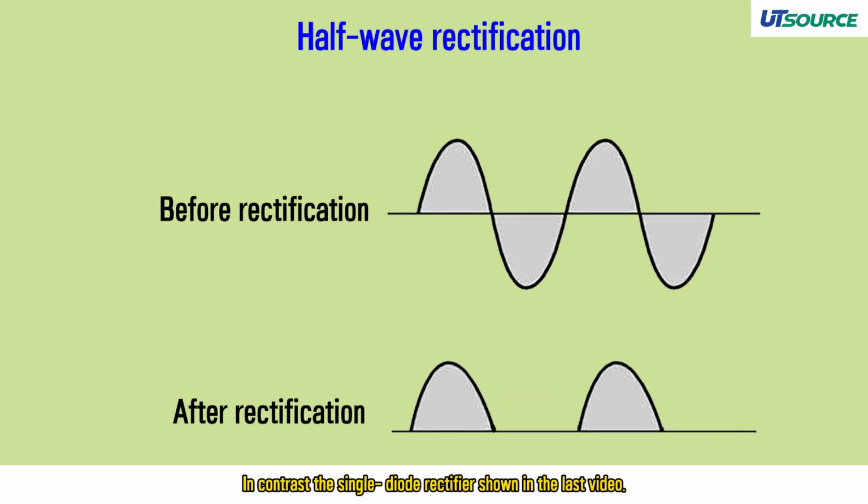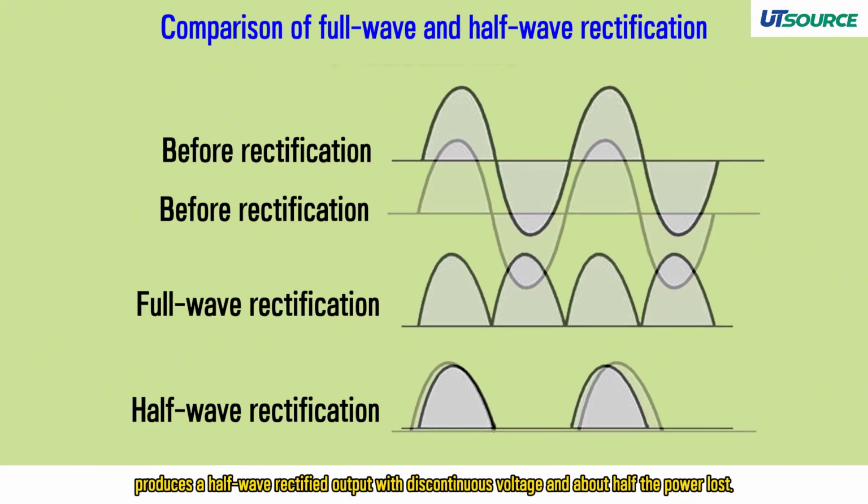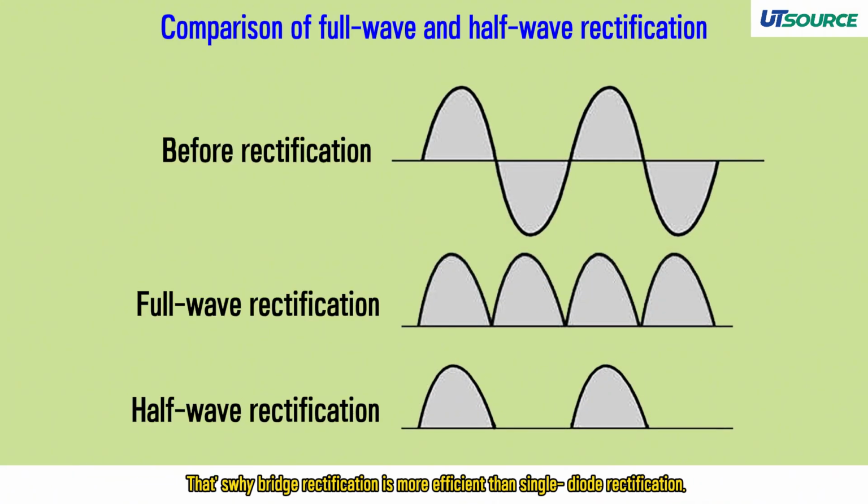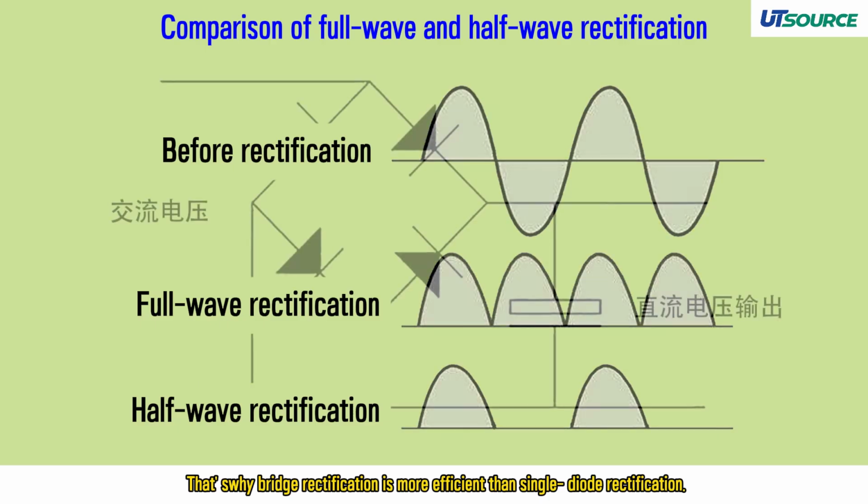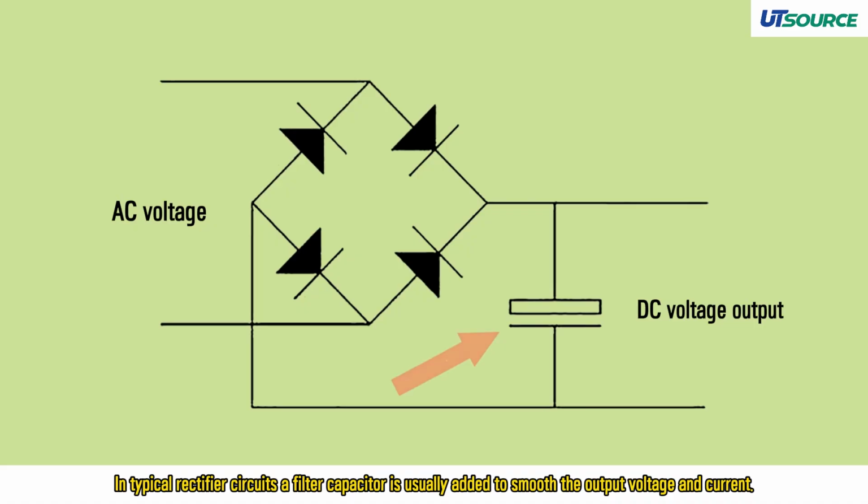In contrast, the single diode rectifier shown in the last video produces a half-wave rectified output with discontinuous voltage and about half the power lost. That's why bridge rectification is more efficient than single diode rectification. In typical rectifier circuits, a filter capacitor is usually added to smooth the output voltage and current.